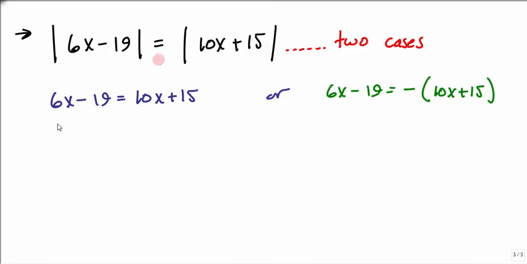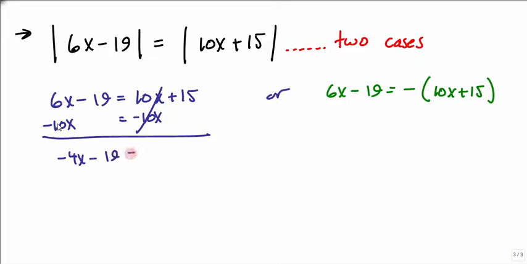Now the important thing to remember here is that the negative has to distribute through. Let's go ahead and work on the left-hand side first. I'm going to get my variables on the left. So 6x minus 10x is a negative 4x. Get my constants on the right, so I'll add the 19 across.